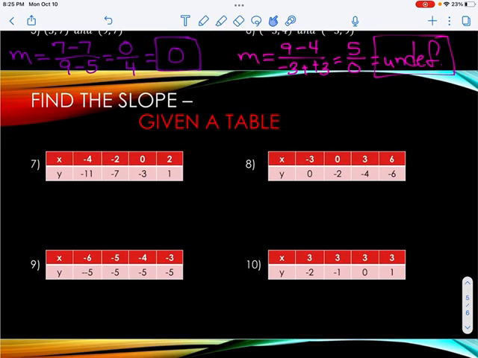Okay, now let's try it doing a table. It's going to look very similar to what we just did. The only difference here is you get to pick which points you do. It doesn't matter which 2 points you're going to pick.